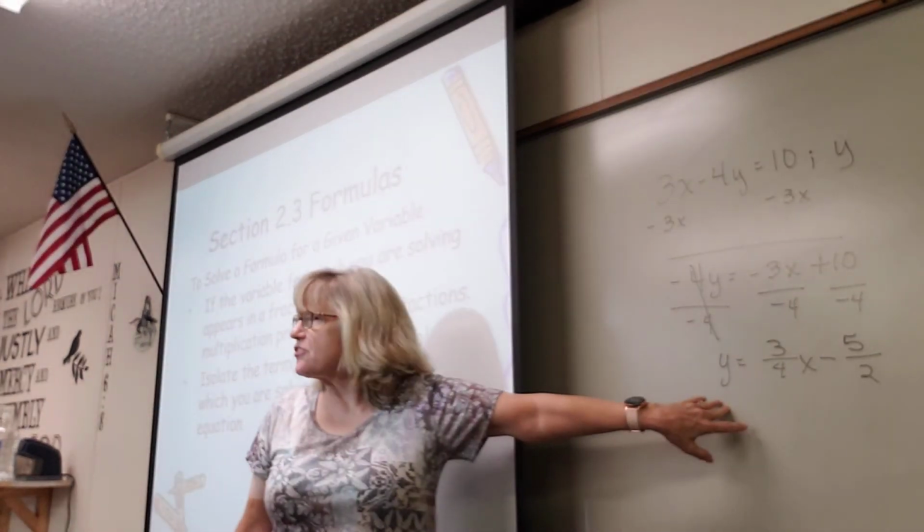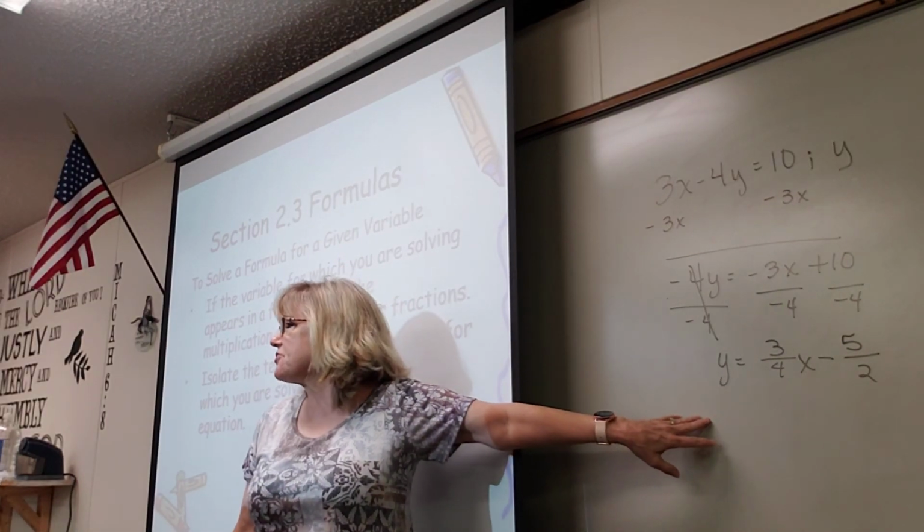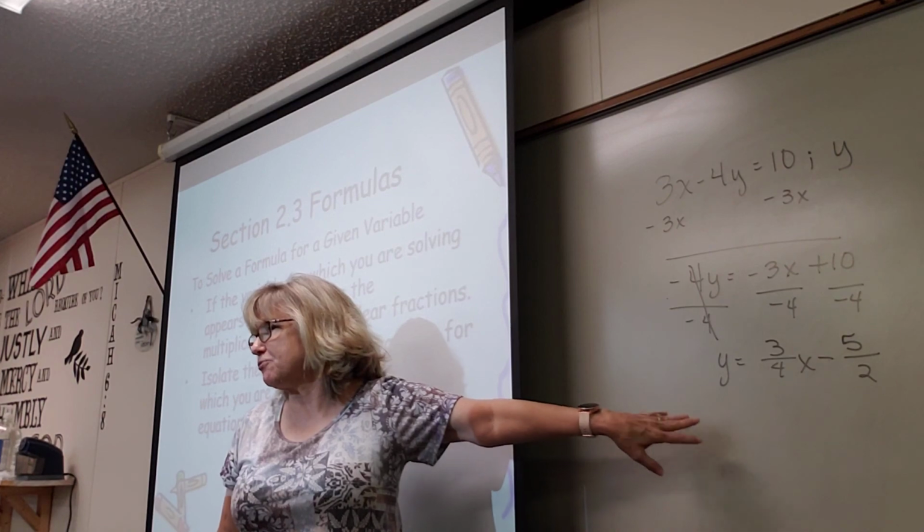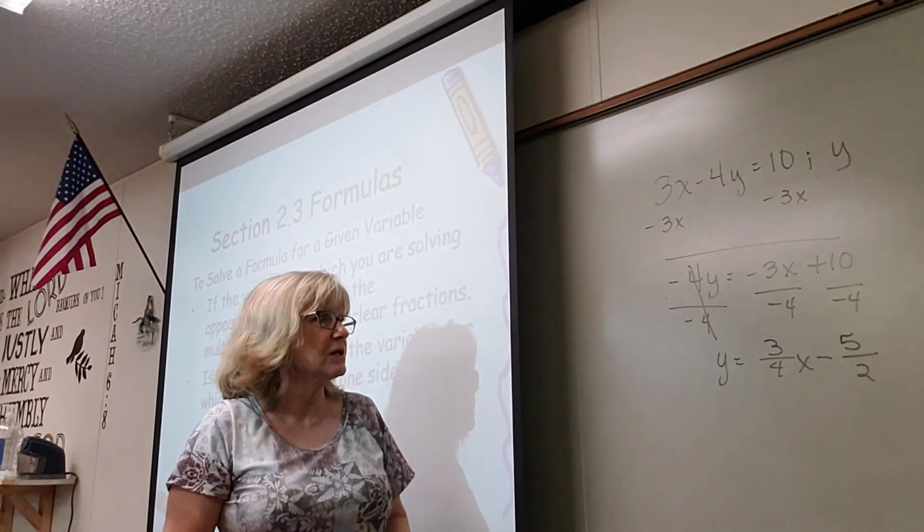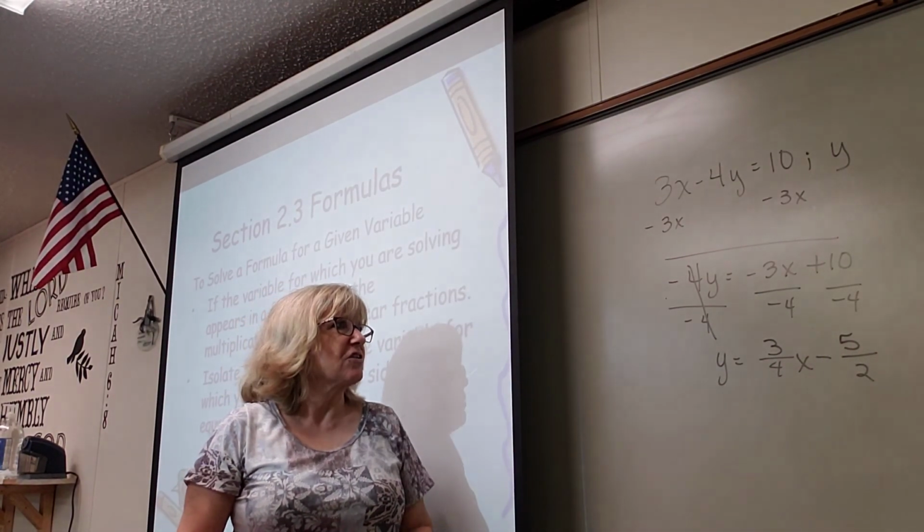And this is something that we're used to seeing as well. This is the equation of a line, slope-intercept form, y equals mx plus b. And that's why I wrote it exactly like I did.